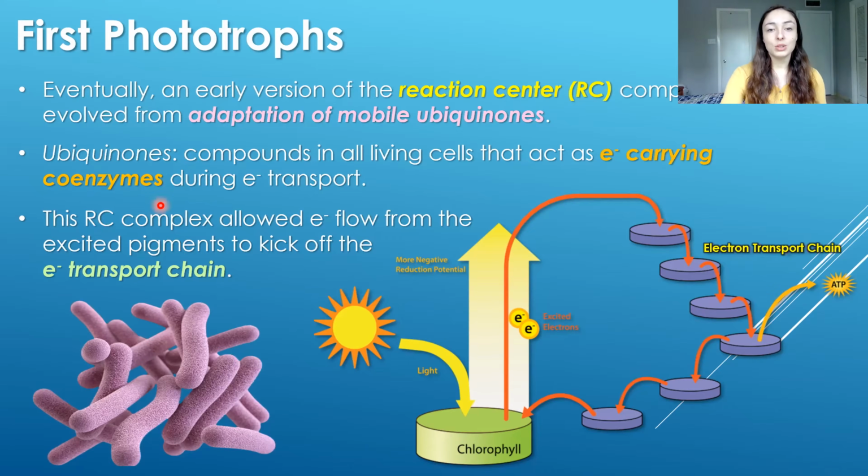And in phototrophs, this reaction center complex allowed electron flow from the excited pigment. So the pigment, like chlorophyll for example, gets excited by light, and electrons from this excited pigment were carried by electron-carrying compounds and enzymes to kick off the electron transport chain.